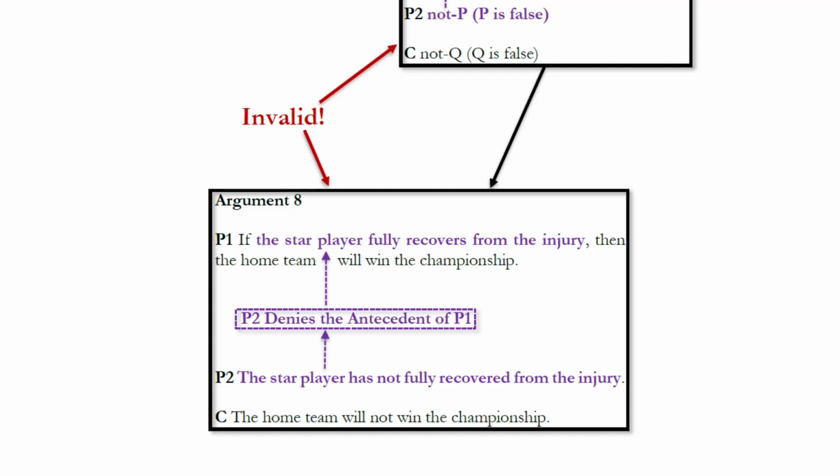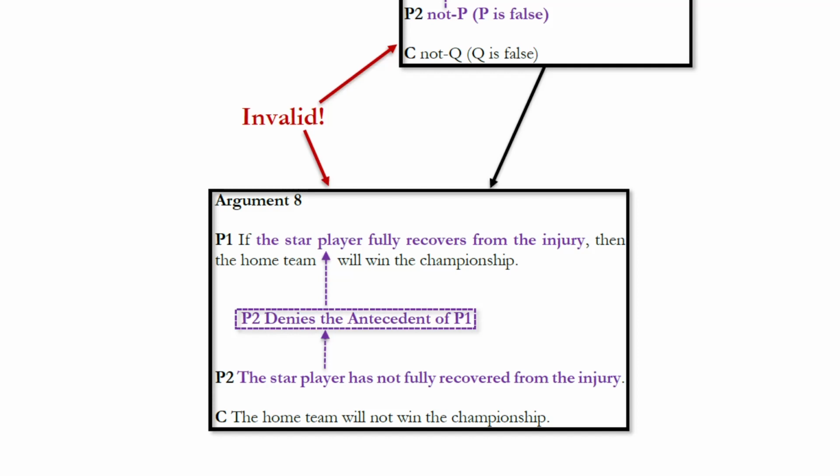Another example of this can be seen in argument 8. If the star player fully recovers from the injury, then the home team will win the championship. The star player has not fully recovered from the injury, thus, the home team will not win the championship. We might be able to have full confidence that the home team will become champions if the star player recovers, but that does not necessarily mean that the home team needs their star player to win.